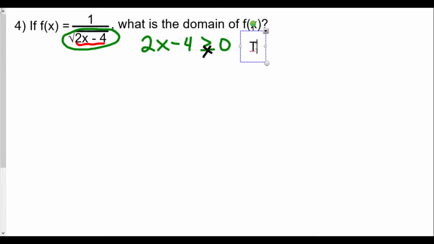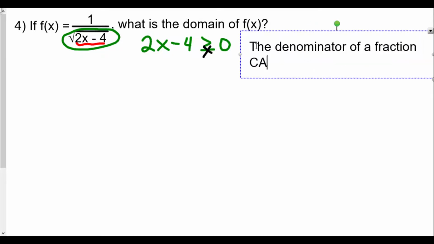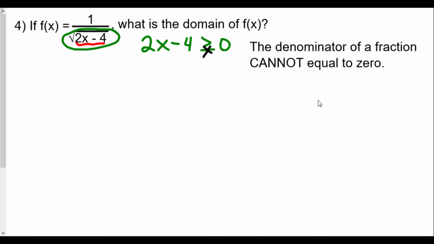Here we go. The denominator of a fraction, and caps here, cannot equal 0. All right, so very important idea: the denominator of a fraction cannot equal 0. So in this case, instead of setting our radicand, our 2x minus 4, to be greater than or equal to 0, we're just going to let it be plain old 2x minus 4 is greater than 0.